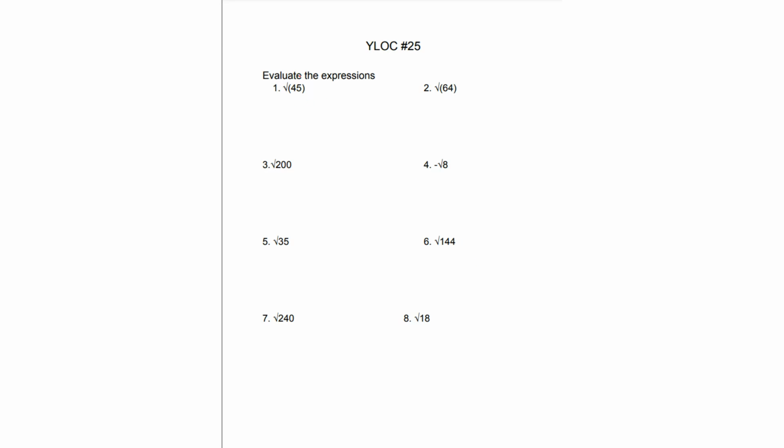For number one, or for the first part, we need to just evaluate the expressions. If you're not familiar with square roots or radicals, what they are is basically the inverse of squares. So if you have something like x squared is 45, and you want to solve for x, you take the square root or the radical of it.